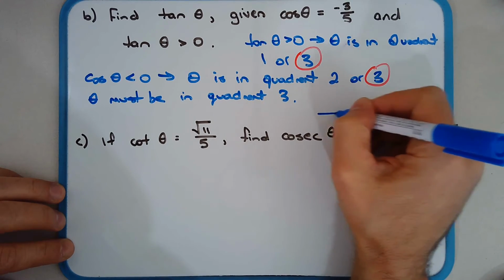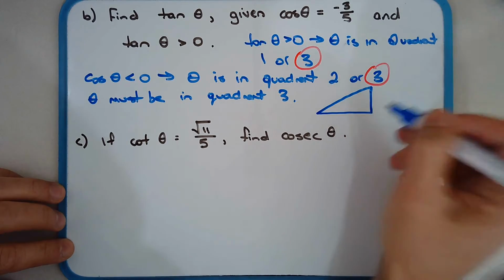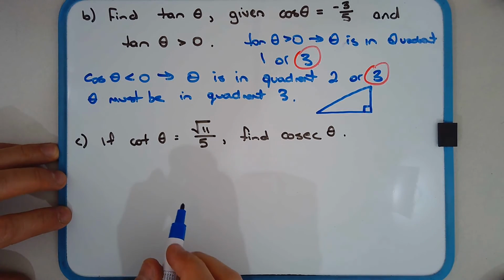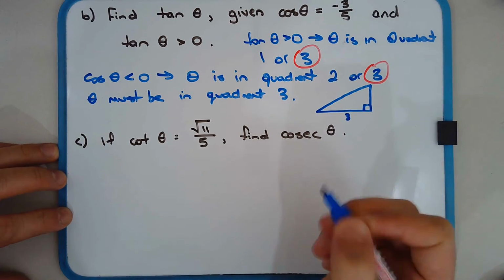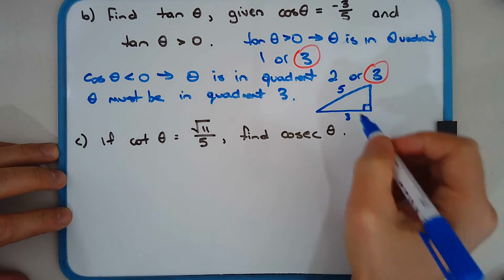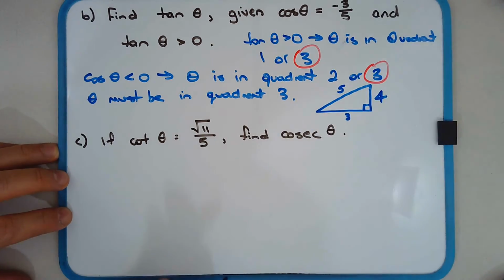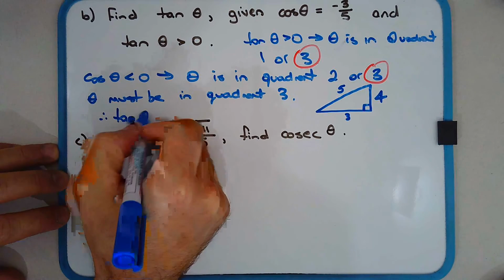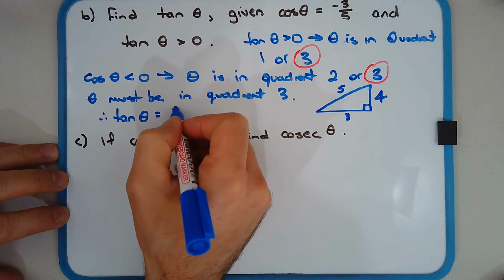So we can draw our triangle, and I'm just going to draw the triangle as if it was in quadrant 1. Cos theta is equal to negative 3 on 5, so that's an adjacent side of 3, hypotenuse 5. Now, this triangle's not drawn to scale, of course. We can use Pythagoras' theorem, and we end up with 4 there. So tan of theta, and we know it's going to be positive anyway, is going to be 4 over 3.